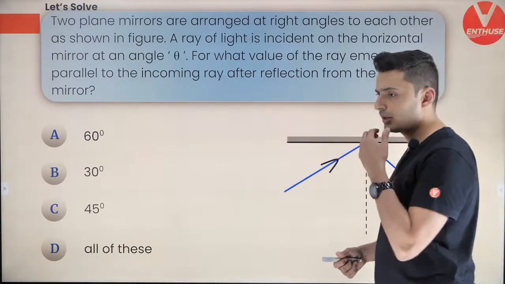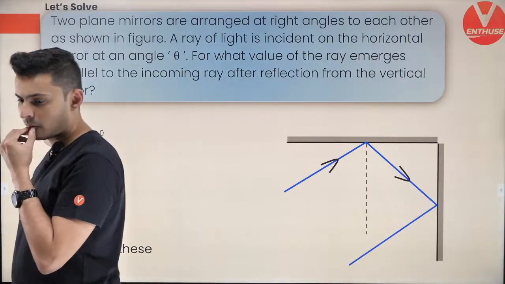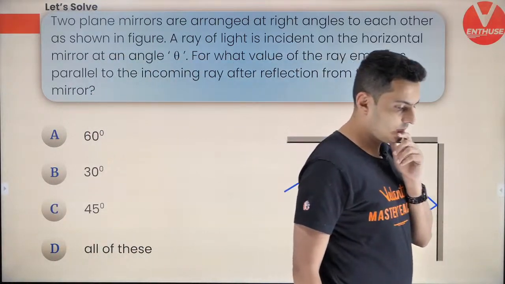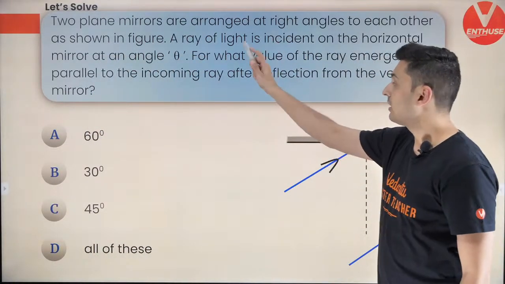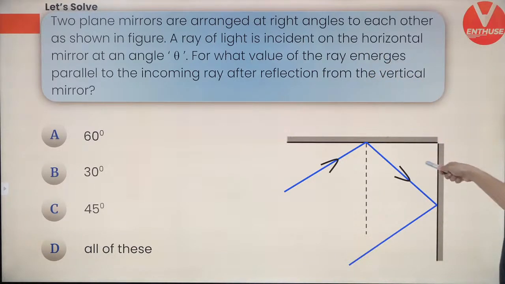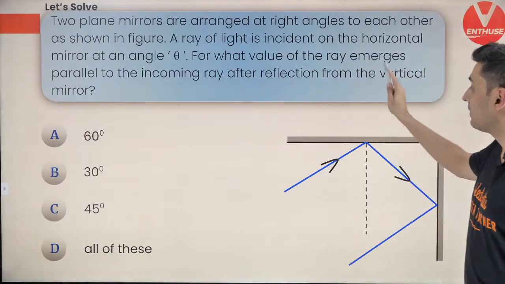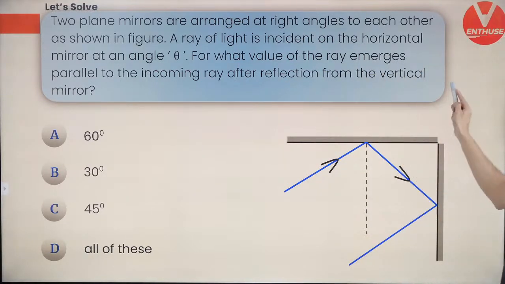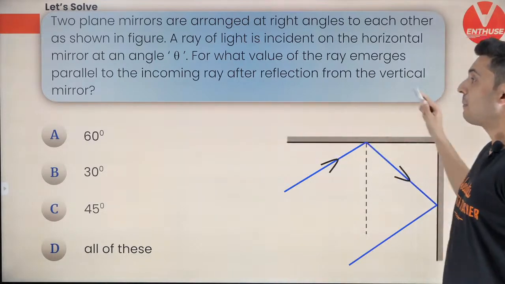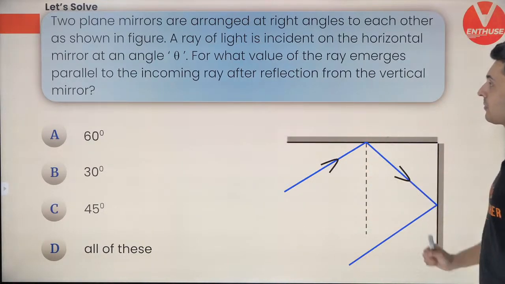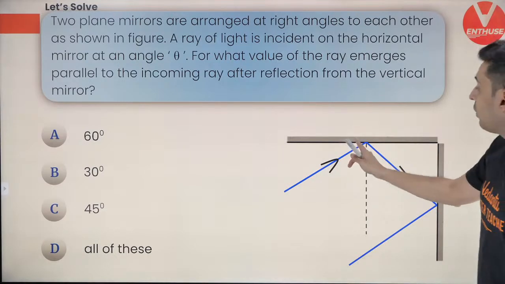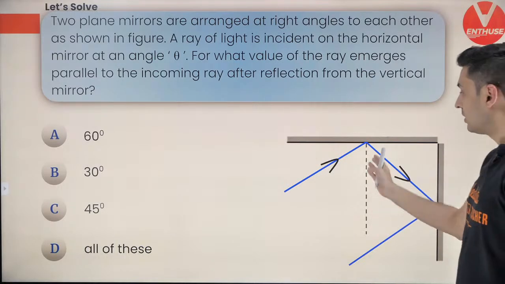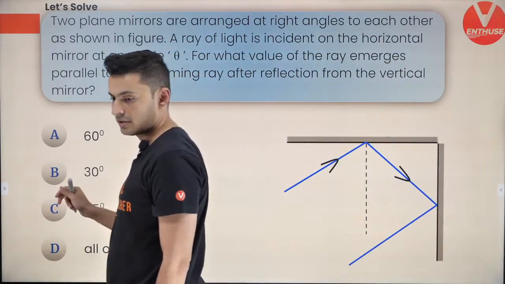So think about this question. How will you solve this question? Very interesting question. The question says there are two mirrors arranged at right angles to each other. A ray of light is incident on the horizontal at an angle of theta. For what value of theta does the ray emerge parallel to the incoming ray after reflection? So what should be that angle theta for which it emerges parallel to the incident ray? That's what the question is.